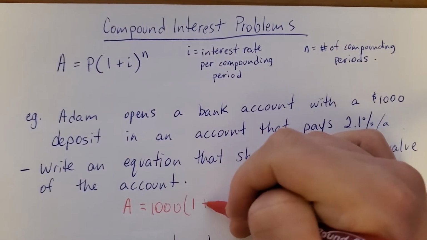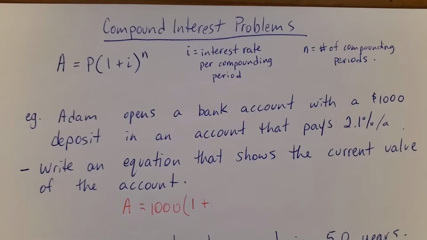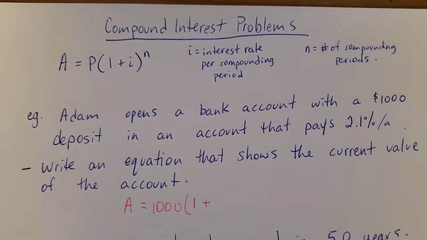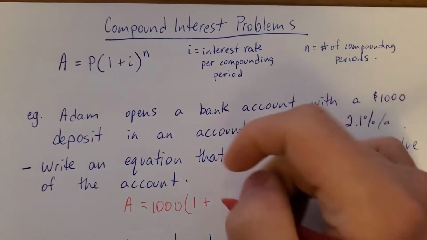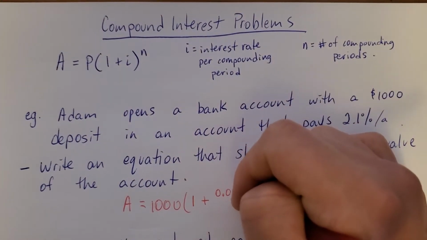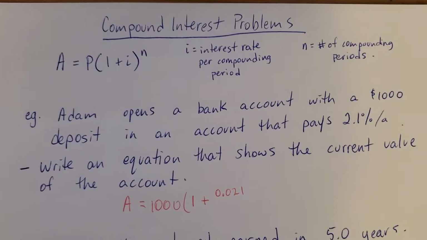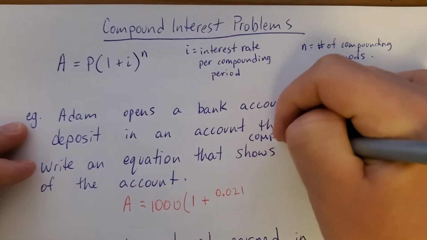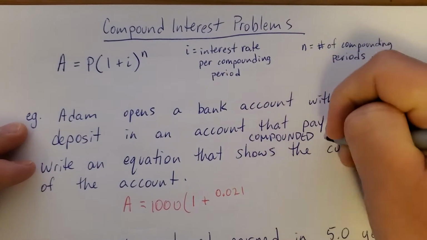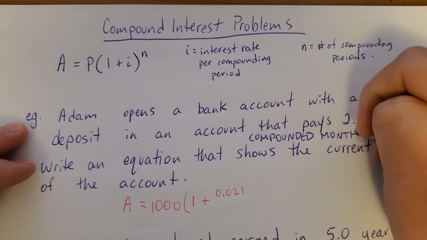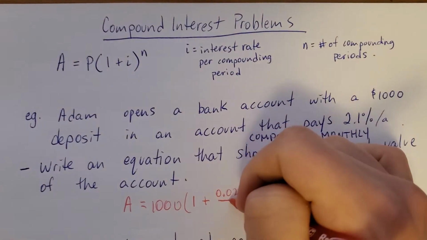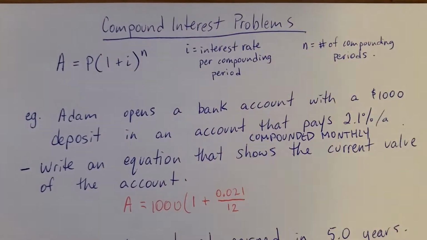And then you got to do 1 plus the interest rate divided by the number of compounding periods in a year. So 2.1, put that as a decimal, divide by 100, so that's 0.021. It's compounded monthly. I should have said that. It doesn't say that. It should say that. Compounded monthly. I won't forget next time. You need to know the compounding period. So compounded monthly, which means we have to divide by 12.